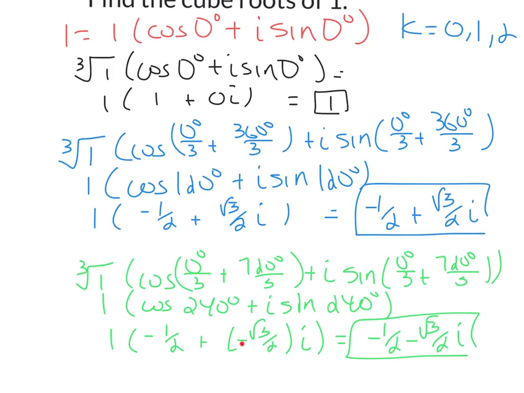1 times anything is itself, so I just brought it over here: negative 1/2 minus square root of 3 over 2 i. And that's it.